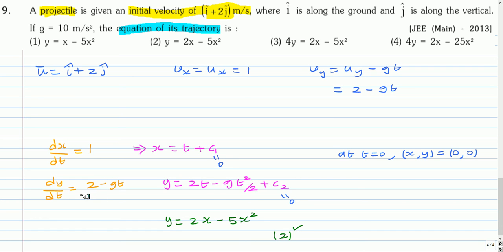Similarly to get y, we can integrate this one. That will give y as 2t minus gt square by 2 plus the integration constant c2, and y equal to 0 at t equal to 0. From this we get c2 as 0. From the first equation we have x equal to t. Using that here we get y equal to 2x minus 5x square. So this is the equation of the trajectory. So the correct option is option 2.